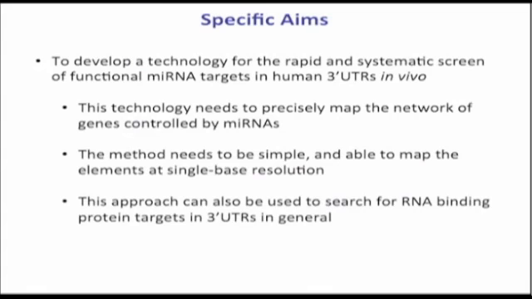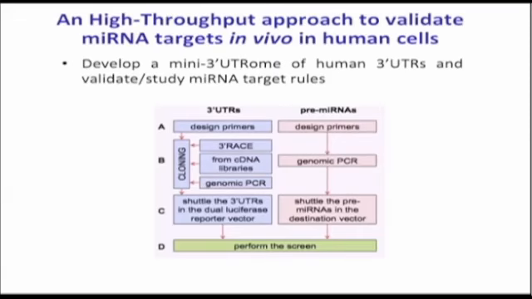So what we wanted to do is to develop a technology that allows the rapid and systematic screen of functional microRNA targets in human 3' UTRs. Okay? So we want to develop a technology that precisely maps these 3' UTRs, and a method that is simple, that can detect these elements at single base resolution, and also can eventually be scaled to look also for sequences that are not just microRNA, but also RNA binding proteins, which is another very big story that unfortunately I don't have time to talk about now.